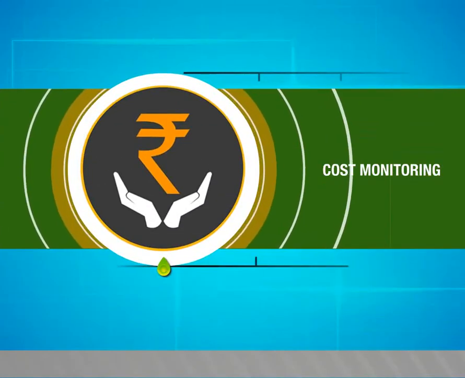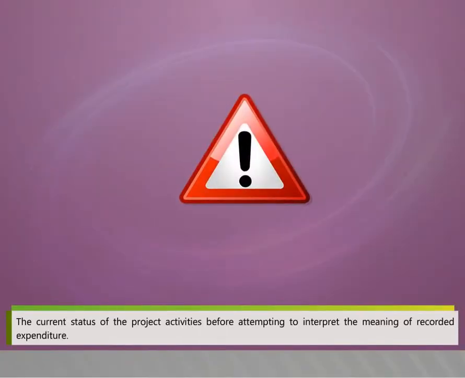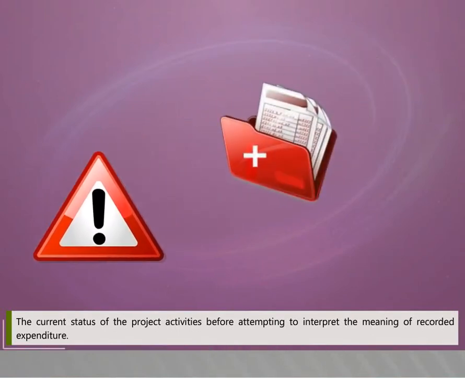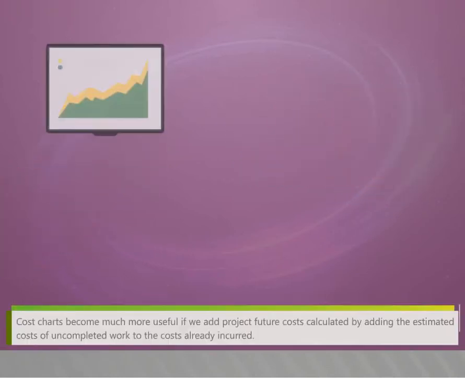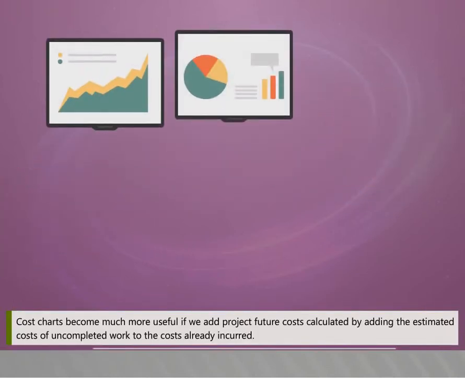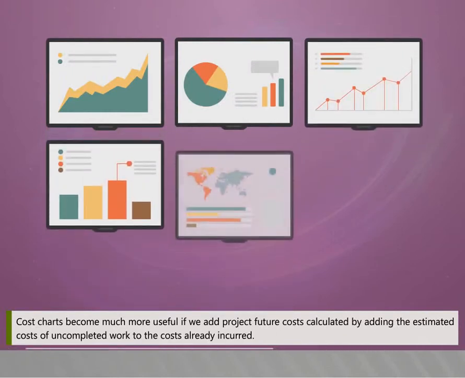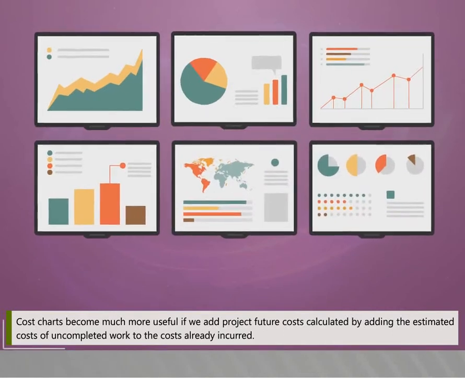Cost monitoring. In this video, we are going to see about cost monitoring. The current status of the project activities before attempting to interpret the meaning of recorded expenditure. Cost charts become much more useful if we add project future costs calculated by adding the estimated cost of uncompleted work to the cost already incurred.